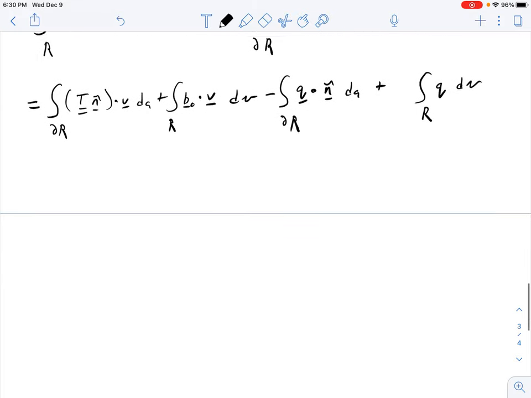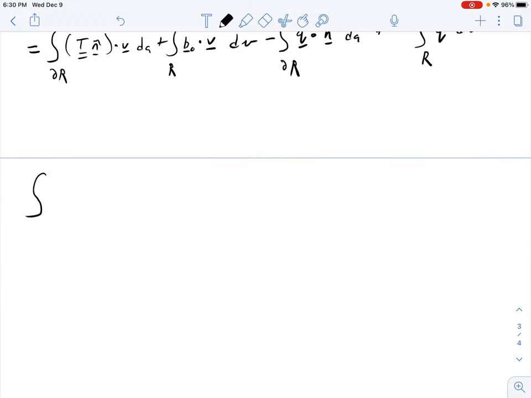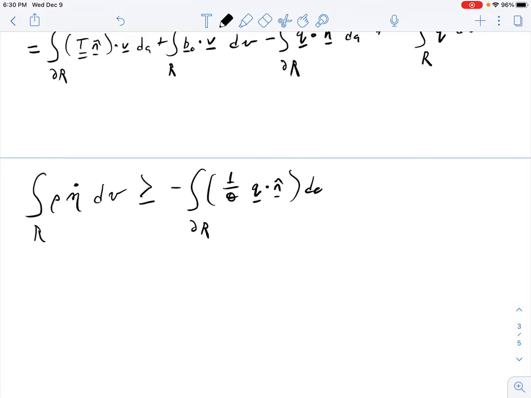All right, now we'll do the second law. We have that the integral over R of rho eta dot dV is greater than or equal to minus the integral over the boundary of 1 over the absolute temperature Q dot N dA plus the integral over the volume of the volumetric entropy source.